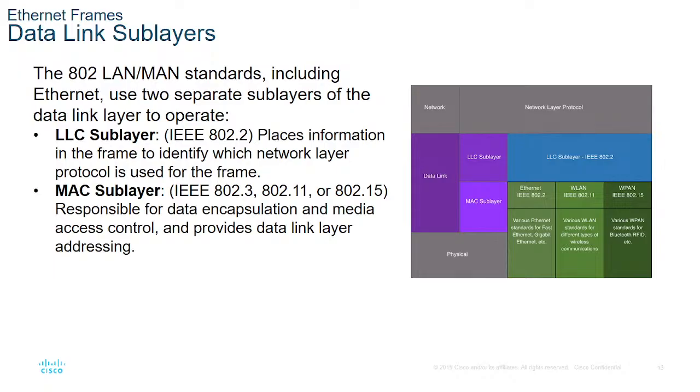It's also responsible for providing what they call data link layer addressing. So in addition to the addressing that has been learned from the network layer, that is the IP addresses, additional addressing is provided by the media access control sublayer. And that addressing is called the MAC address, or the media access control address, or sometimes called the physical address.